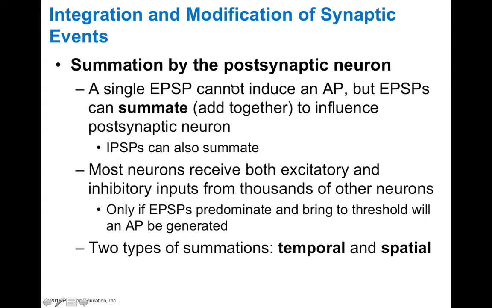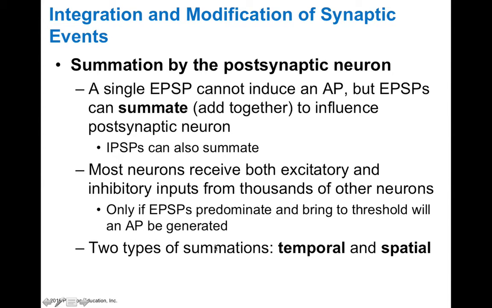Now, what's pretty interesting here is that IPSPs and EPSPs can summate, or add together. So you might have a depolarizing EPSP that adds together at the same time with a hyperpolarizing IPSP, and their effect could cancel out. Or you might have multiple EPSPs add together to get you to action potential threshold. Most of the neurons in your brain, spinal cord, and around your body receive both excitatory and inhibitory inputs from thousands of other neurons. So basically, in order to get to action potential threshold, we typically need several EPSPs to summate. That way we can generate an action potential.